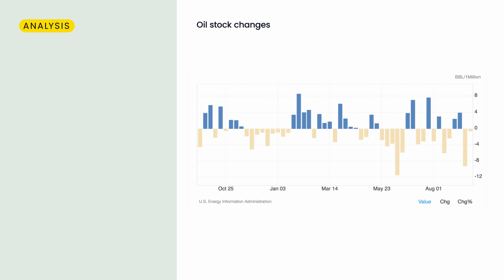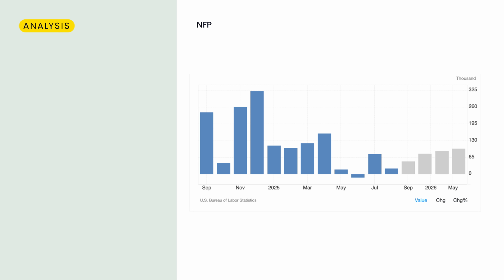Another important release is the NFP publication on Friday. Currently, it's expected to show a 50K growth in September. But should it be lower or higher, it may trigger volatility for all asset classes, energy markets included.